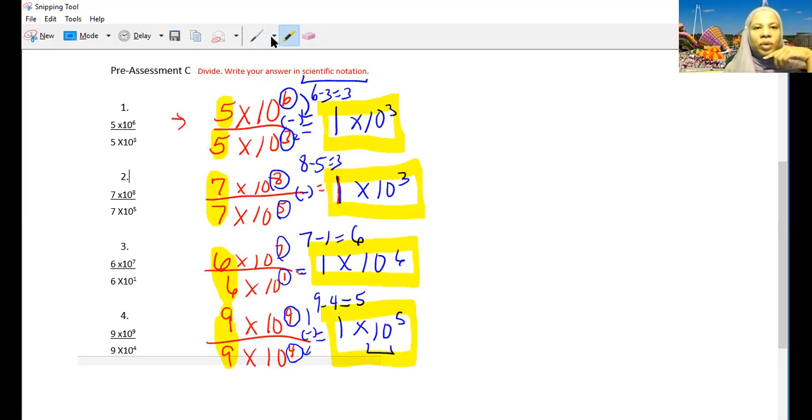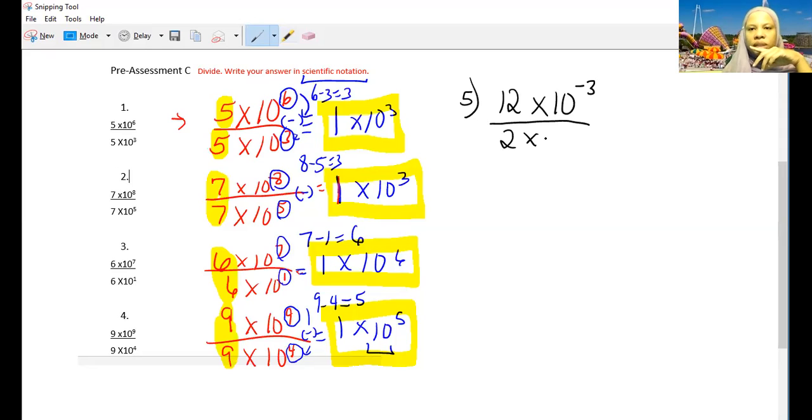All right, let me give you a few more examples. Just change the numbers up. I made all the numbers have the same base. So let's change up. Let's say you had 12 times 10 to the negative 3 over 2 times 10 to the second. Okay, so we divide the base numbers in front. What's 12 divided by 2, which is 6, times 10 for the scientific notation form.